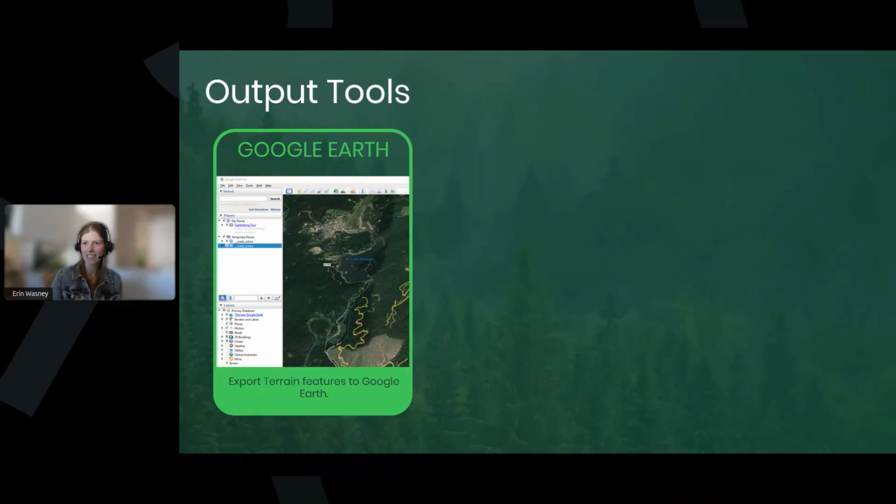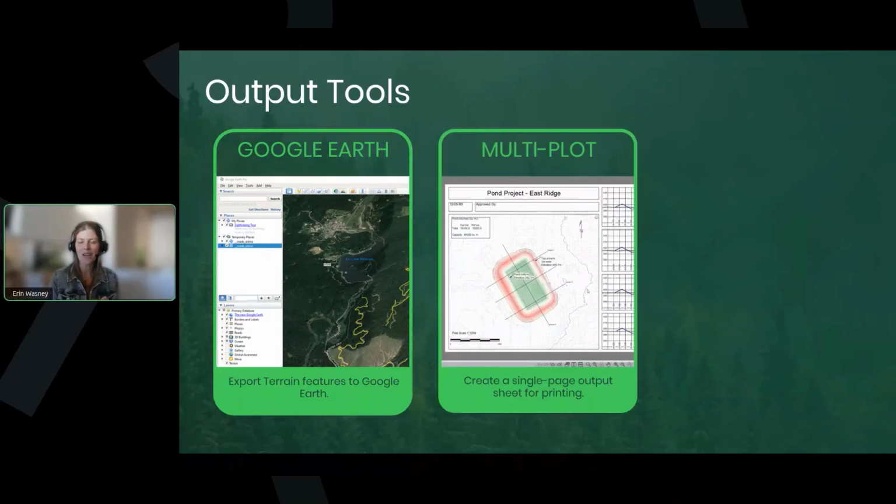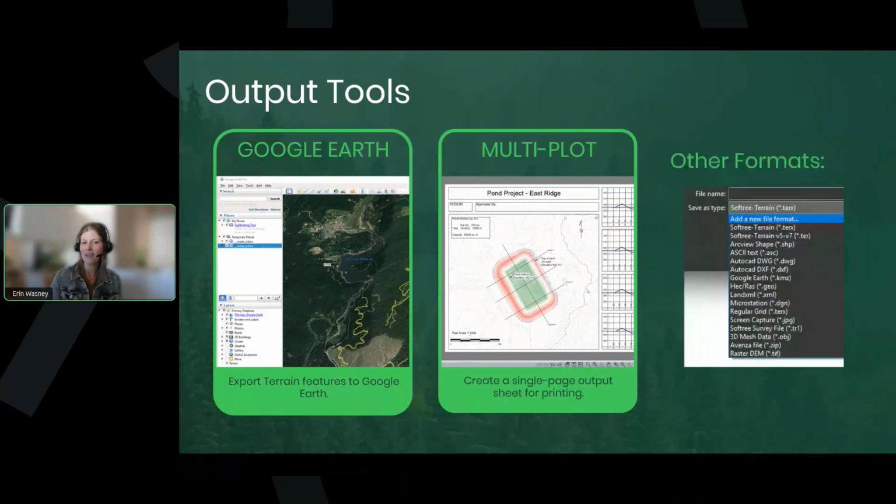The next output tool we're going to talk about is multiplot, and a big asterisk here. Location, so if you are a RoadEng user, our location module multiplot and terrain module multiplot are actually quite different. Terrain is a single page, allows you to still import those views, create a different looking output sheet, but it is a singular page.